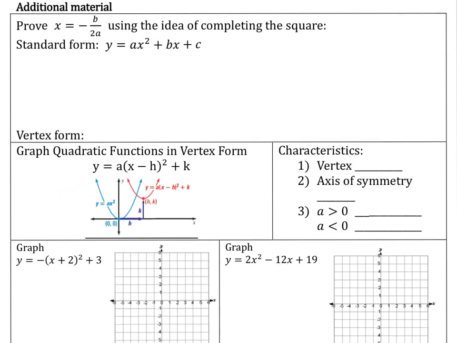Okay, we're going to look at some additional material here. In 9.2, I gave you a formula to find the axis of symmetry: x equals negative b over 2a. And I'm going to prove this now using the idea of completing the square. So now I'm given the standard quadratic form, y equals ax squared plus bx plus c. Let me factor out the a.